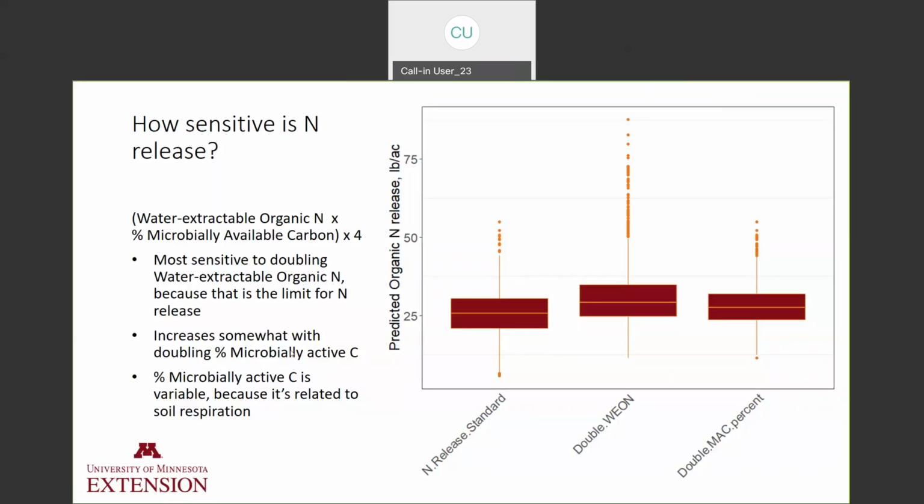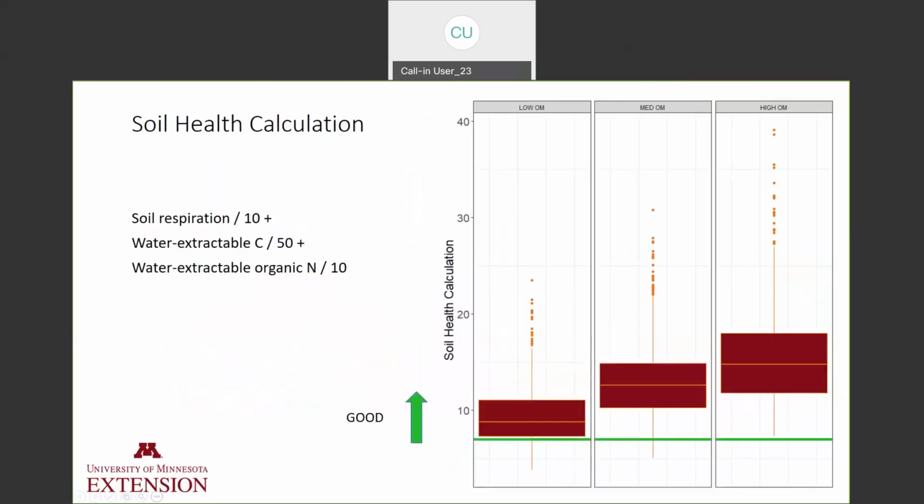The next calculation I'm going to cover is the soil health calculation. This is how the soil health score is currently calculated using respiration, water extractable carbon, and water extractable nitrogen. There have been other versions that also use that C to N ratio, but since 2017, this has been the formula. And the suggested interpretation is that over 7 represents a good soil health score.